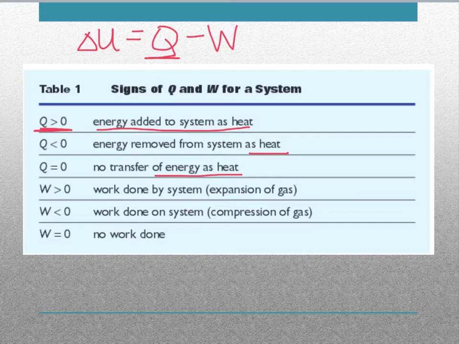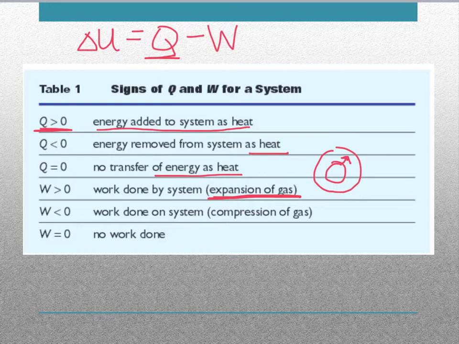Our work here is defined as being subtracted. If our system does work, which, since we're talking about gas, means that we expand our gas, so if our balloon gets bigger, then work is positive. You notice that Q minus W, if they're positive, positive minus positive, will give either 0 or a positive number for the change in internal energy.